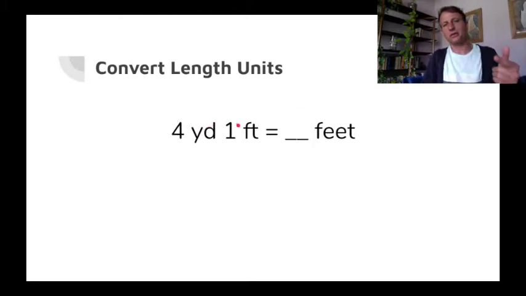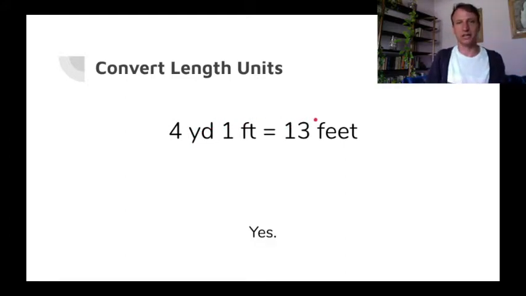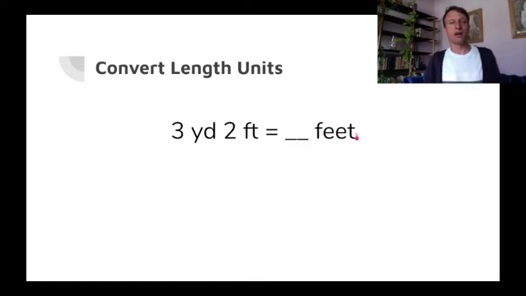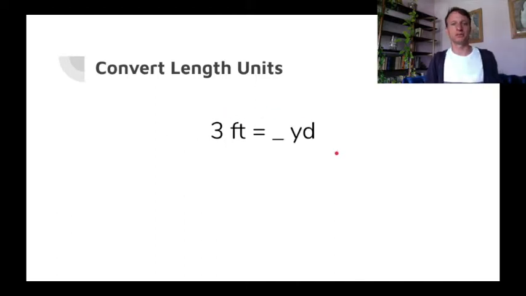4 yards, 1 foot is how many feet? Well, each of these yards is 3 feet, so 4 times 3 is 12, plus 1 is, oh no, unlucky 13. And if you wake up one morning and find that you have 13 feet, call your doctor. All right, 3 yards, 2 feet. 3 times 3 is 9, plus 2 is 11 feet. Beautiful. You see how this works?